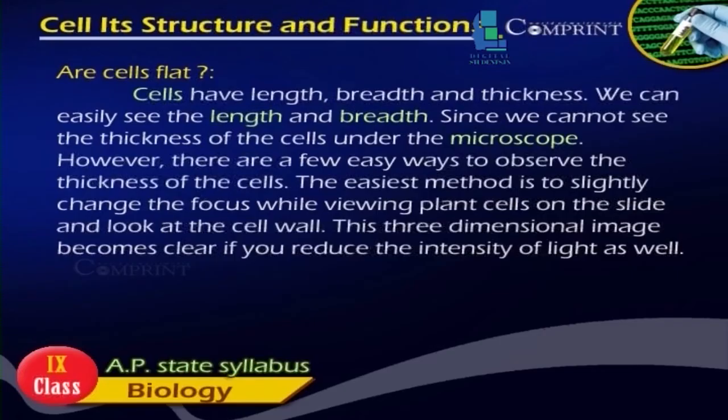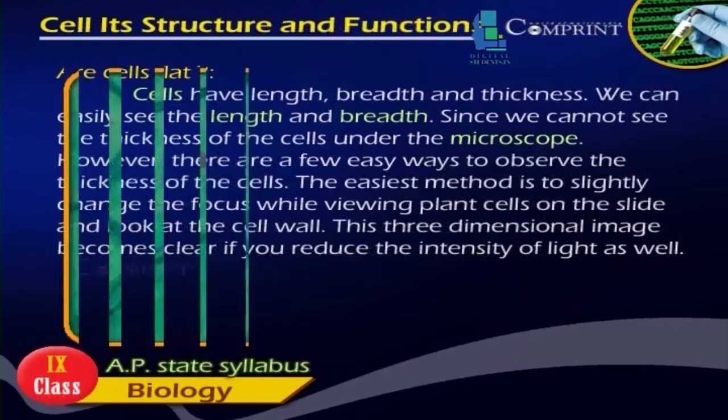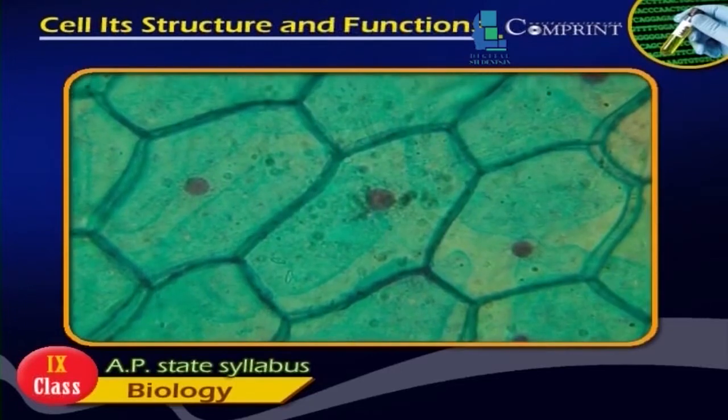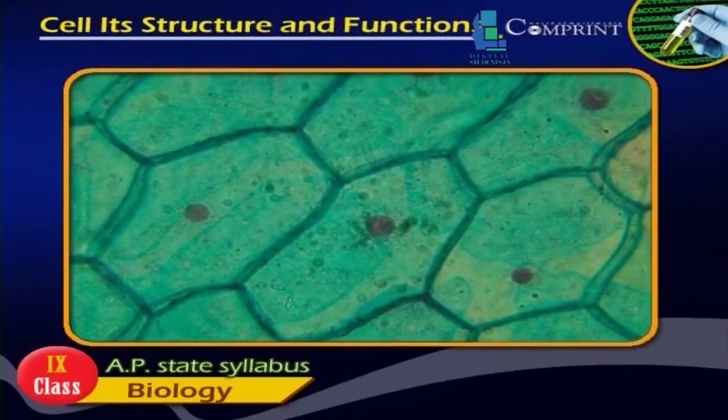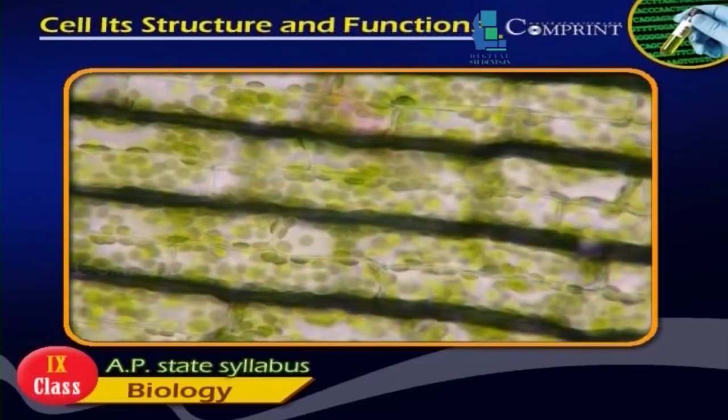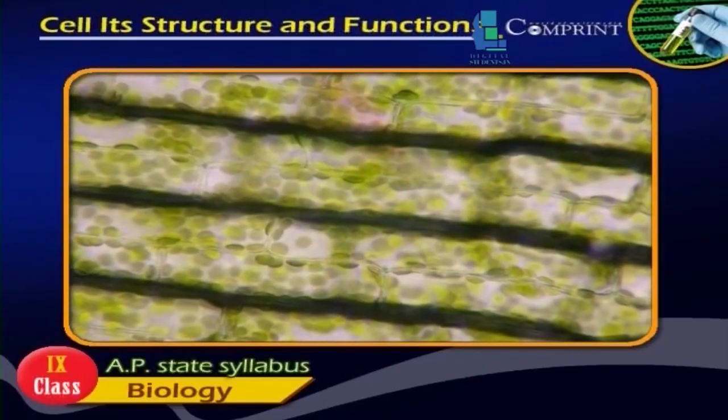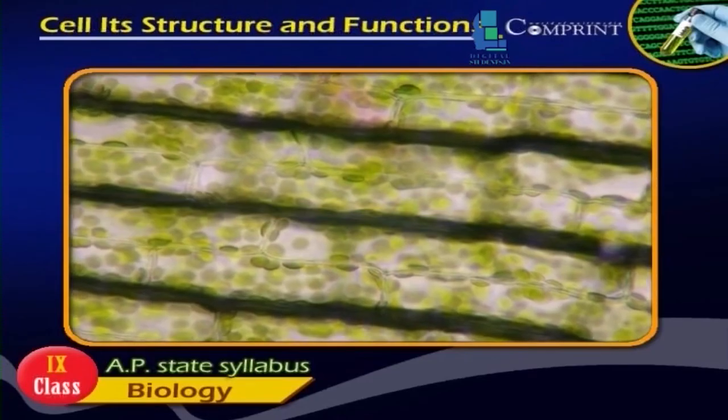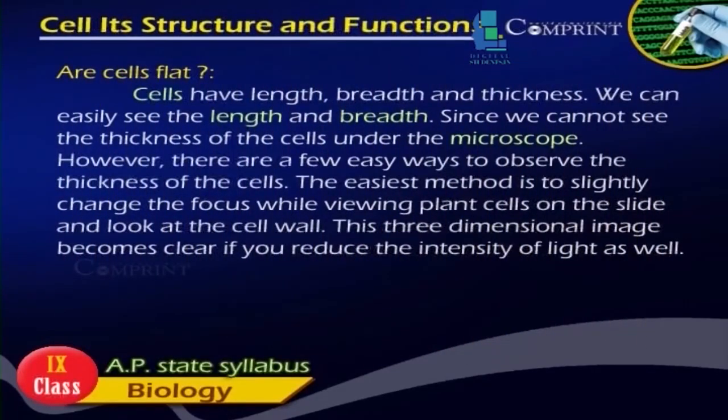Are cells flat? Cells have length, breadth and thickness. We can easily see the length and breadth. Since we cannot see the thickness of a cell under the microscope, however, there are a few easy ways to observe the thickness of the cell. The easiest method is to slightly change the focus while viewing a plant cell on the slide and look at the cell wall. This three-dimensional image becomes clear if you reduce the intensity of light as well.